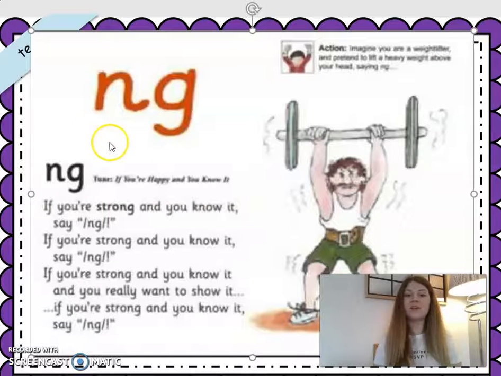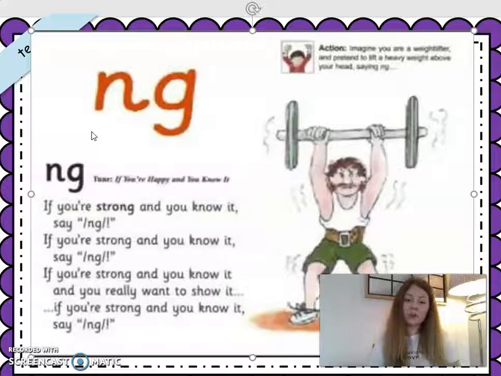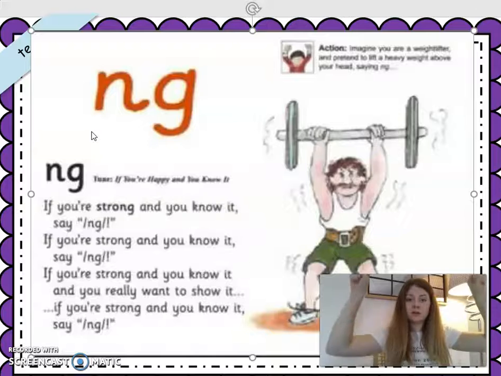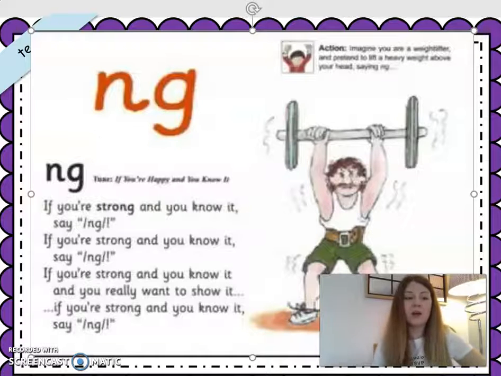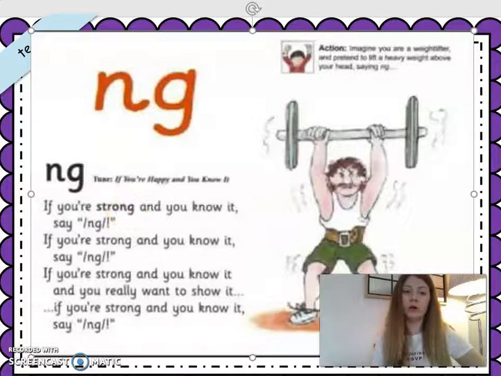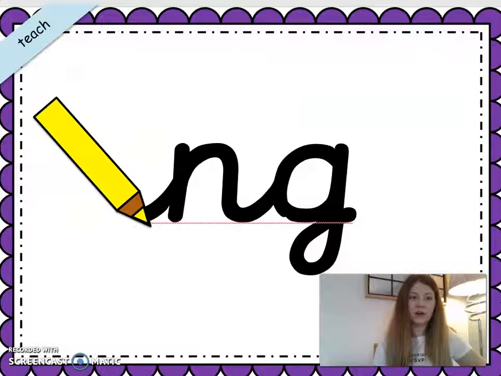Now this one's got a little song and it goes, if you're strong and you know it, say ng. If you're strong and you know it, say ng. If you're strong and you know it and you really want to show it, if you're strong and you know it, say ng. Well done. Okay, now the word strong has got the ng at the end. Can you see that? Strong. Are you strong?